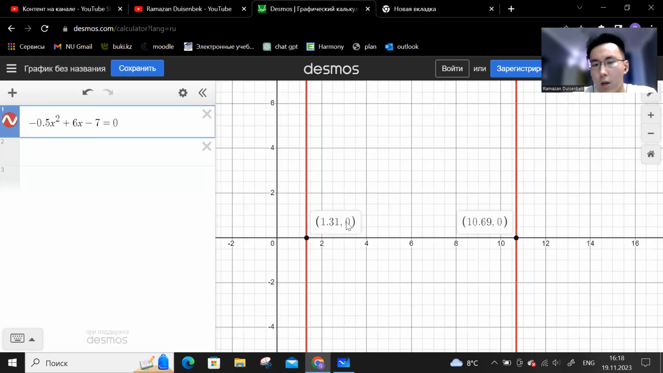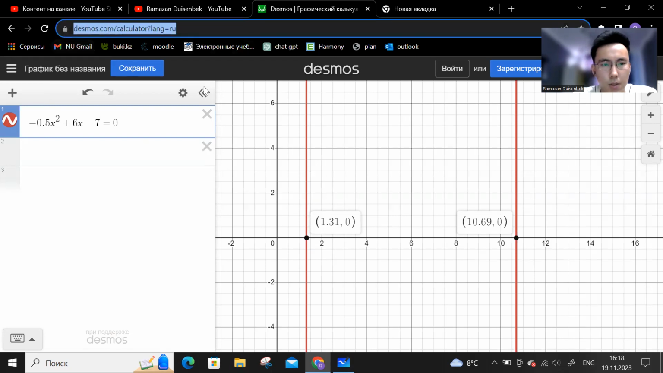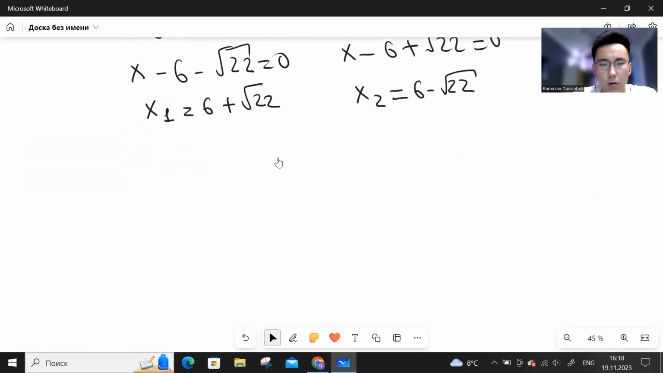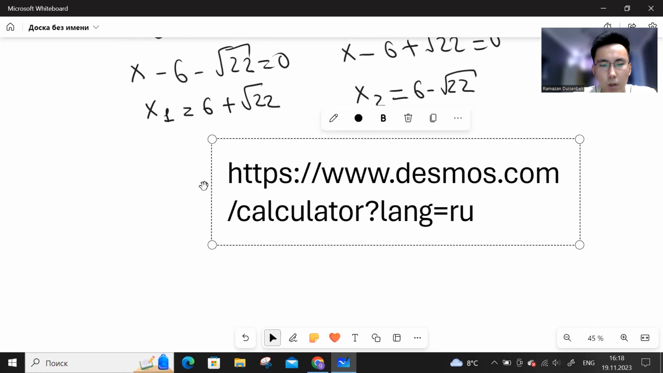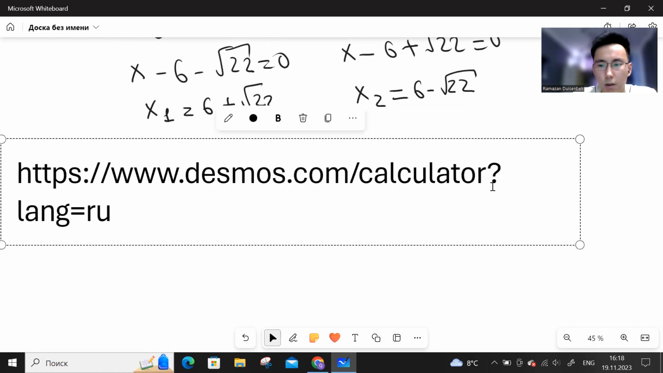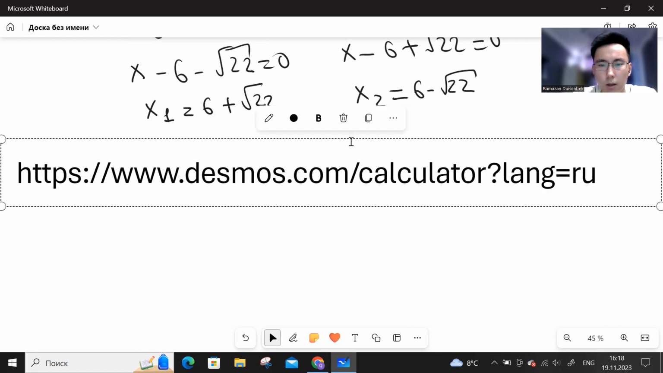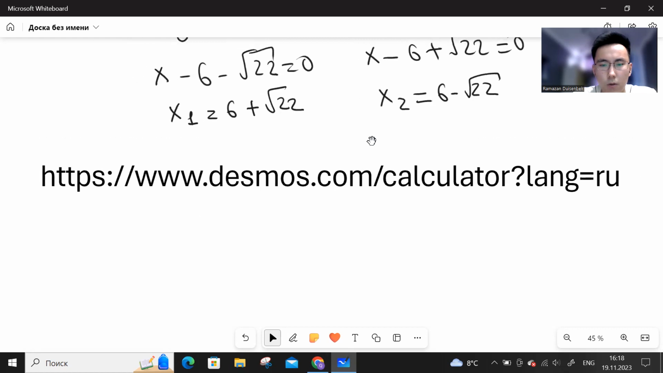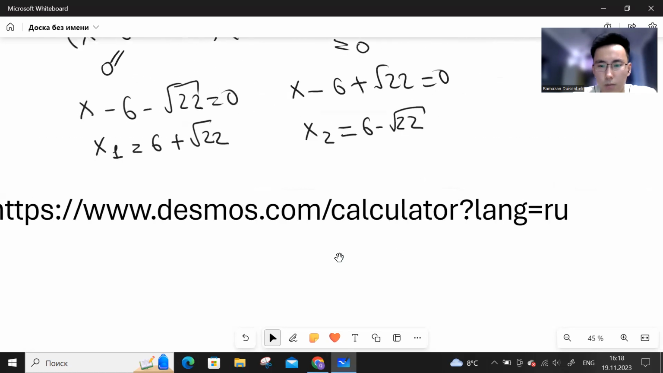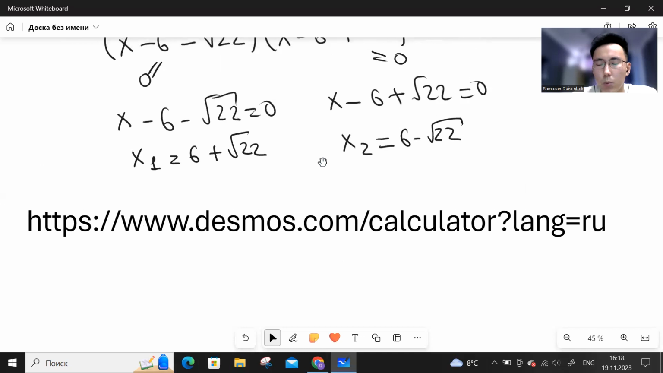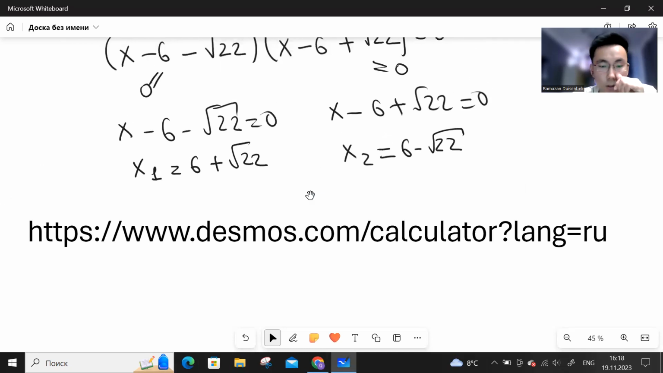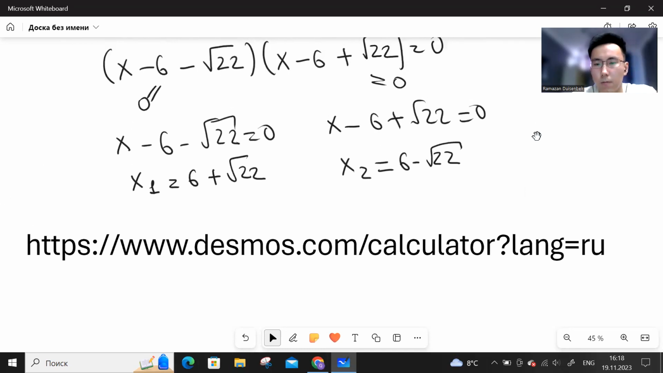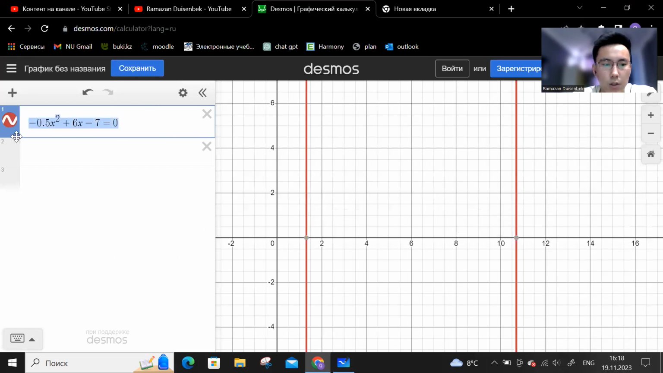1.31. That's all. So you can check your answers by visiting this website. Yeah, Desmos. It's called Desmos. You can just check your answers by plotting the graph of your equation, and you will make sure that your answer is correct or incorrect. But please make sure that you have typed your equation correctly.